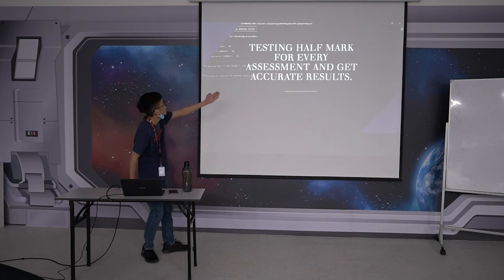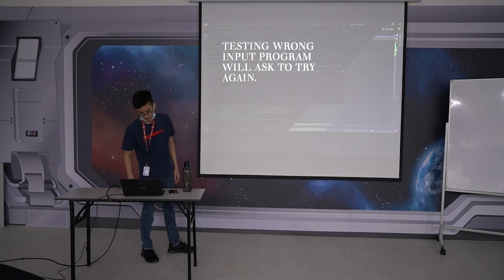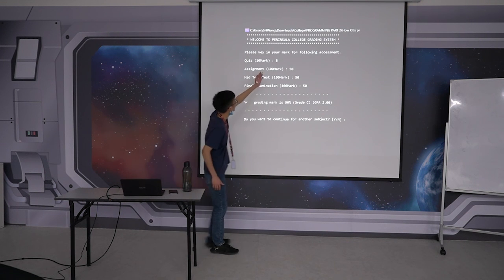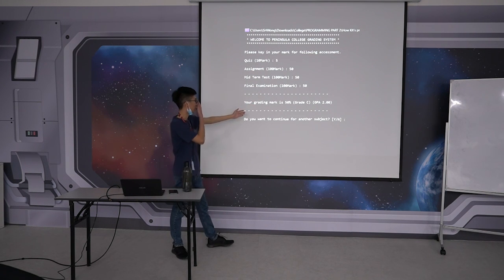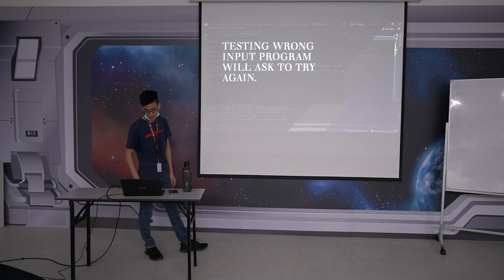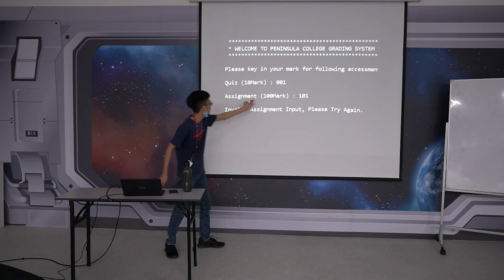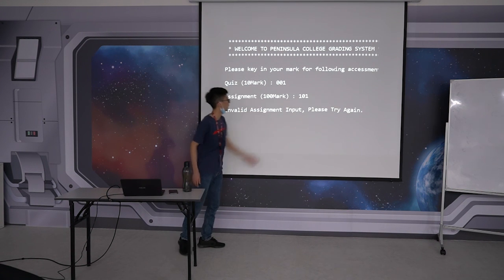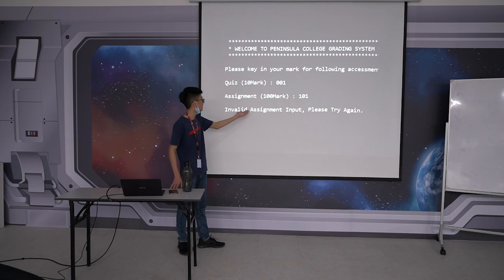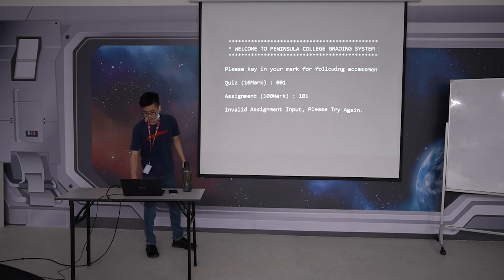This one I tested half marks for every assessment, and I also get an accurate result. You see, I input half of the full marks, and then I get 50%, grade C, GPA 2. This one I tested wrong input; the program will ask to try again. For assignment 100 marks, I key in 101, which is more than 100. Then it outputs invalid assignment input, which is correct again.